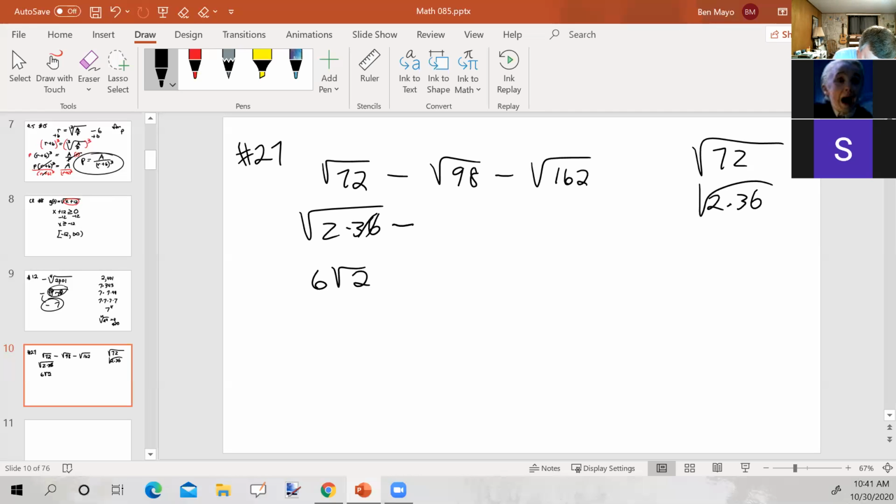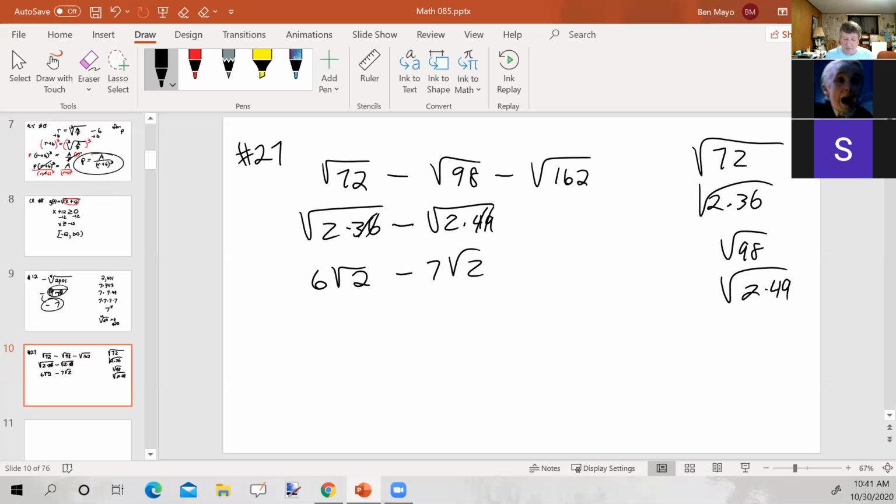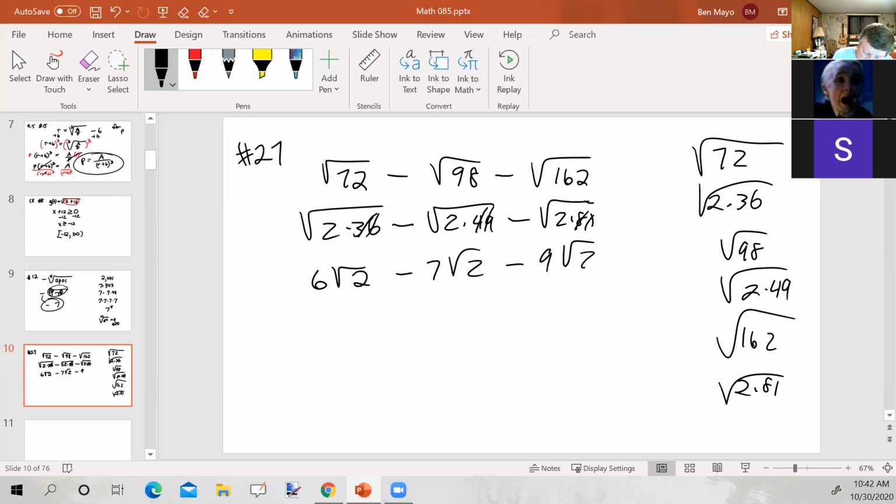All right, minus the square root of 98 would be the square root of 2 times 49. 49 is a perfect square. The square root of 49 is 7 on the outside with a square root of 2 still inside. And then finally, 162, let's see, that's 2 times 81. 81 is a perfect square. The square root of 81 is 9 on the outside, so I get 9 square roots of 2.